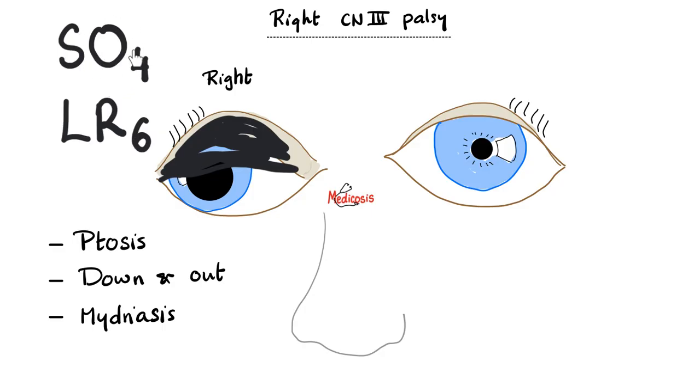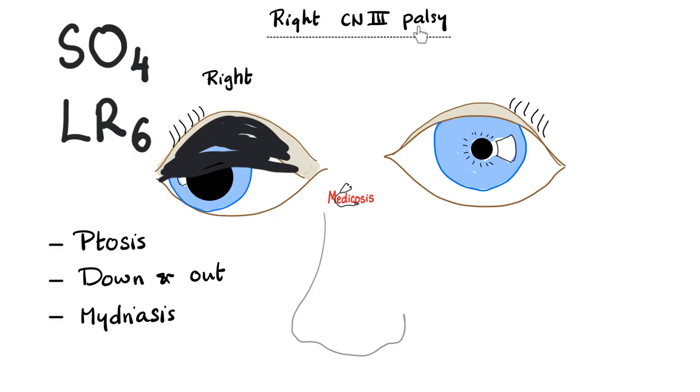What does superior oblique do? It will make me look down. Since this is still functioning, I will look downwards. And the lateral rectus is also healthy, so I will abduct, i.e. look laterally. Therefore, in oculomotor paralysis, my eye is looking down and out.